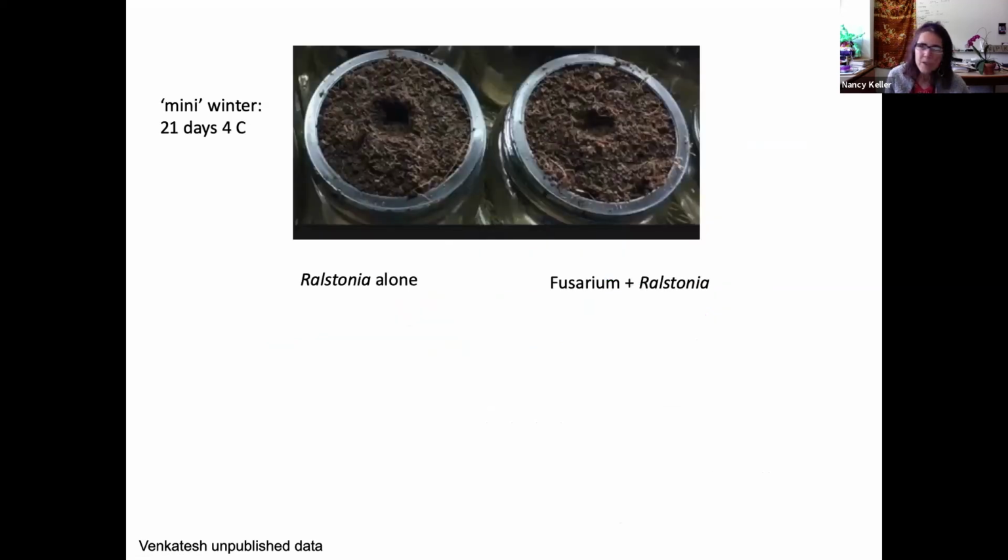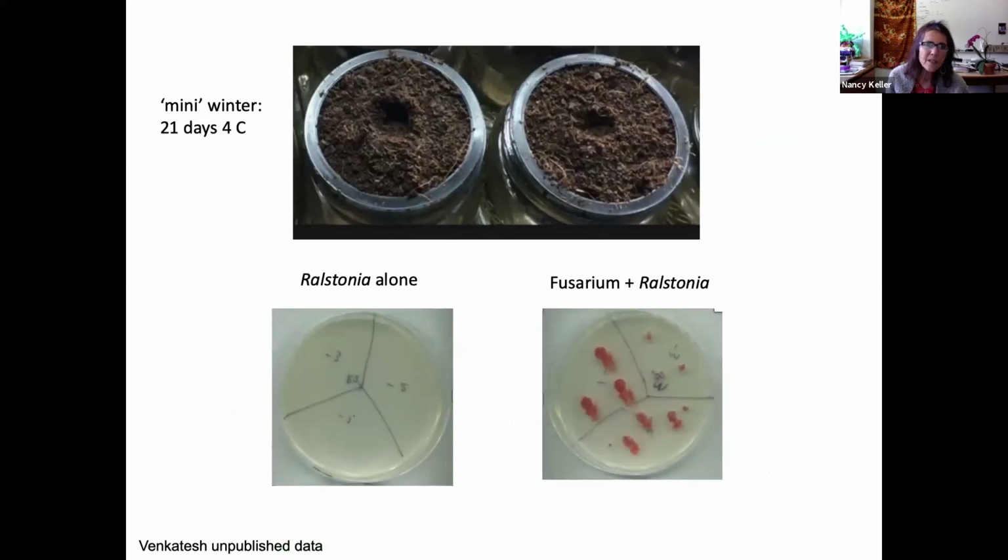She's not quite finished with this yet, but we started to ask, well, okay, is there any benefit to the bacterium when it's in the soil, where presumably it is with the Fusarium? And so we have found that in this little mini winter study that the Ralstonia does grow better when Fusarium is there, which we hypothesize is because of the ability to enter and survive in the chlamydospores of the fungus.